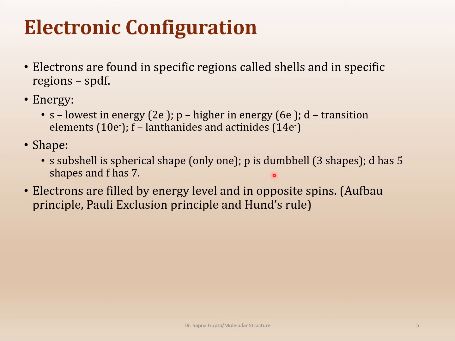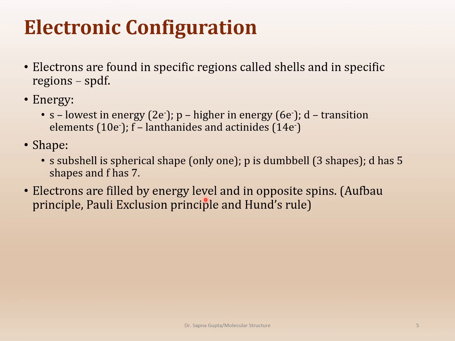It has only one shape. P is a dumbbell shape. It has three different shapes going in three different directions. D has five. So the more electrons it can have, the more complicated the shapes get. Okay, and then F can have seven shapes.